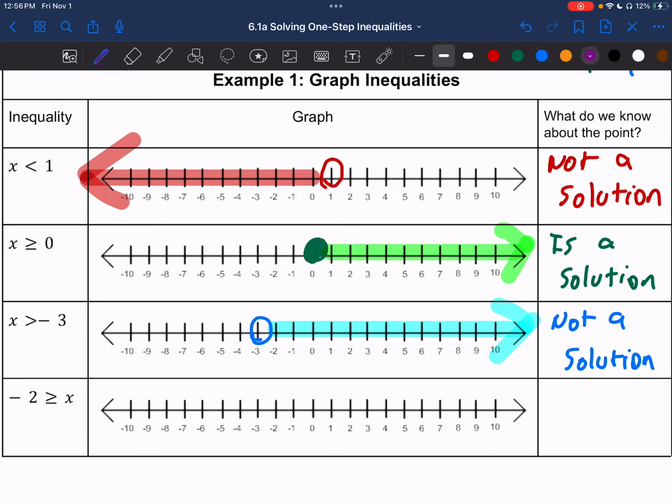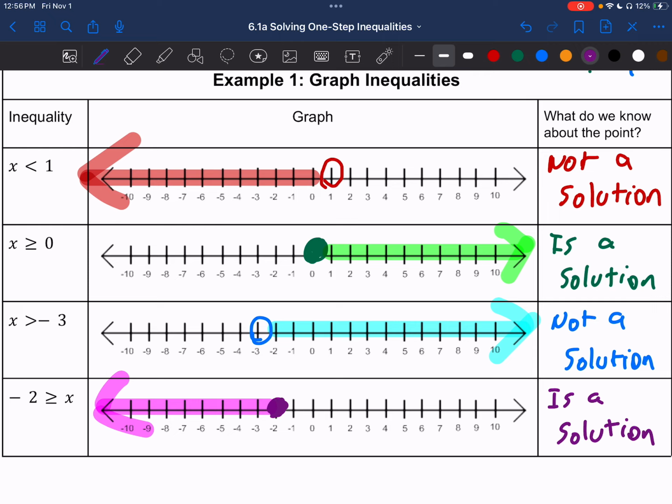And our last point here, negative 2 is greater than or equal to x. So we put a point at negative 2. Now, which way are we going to shade? It's saying negative 2 is greater than or equal to x. That means that would be the highest point. And if we read this from right to left instead of our usual way of reading in math from left to right, we read from the variable's perspective, it's saying that x, our unknown, is less than or equal to negative 2. So we're going to be shading to the left. And our point is a solution.